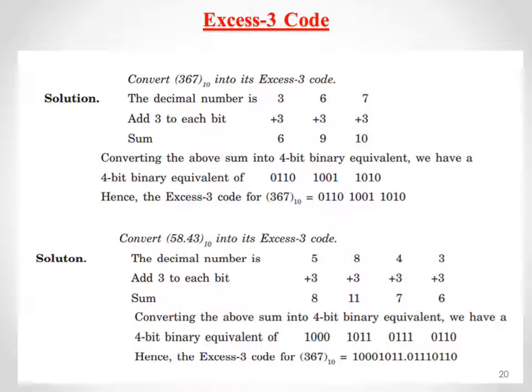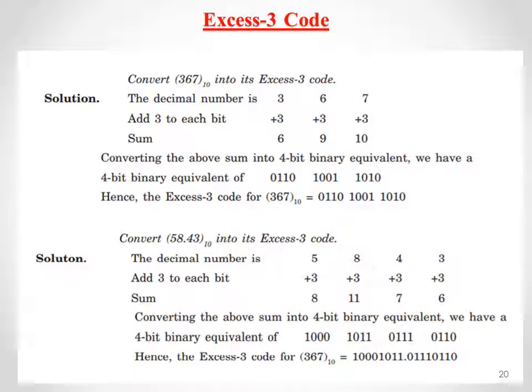This is the example for converting to XS3 code. For example, the decimal number 367. Now we add 3 to each digit, and then it is converted into XS3 form. So 3 plus 3 is equal to 6, 6 plus 3 is 9, and 7 plus 3 is equal to 10. This is the XS3 format.